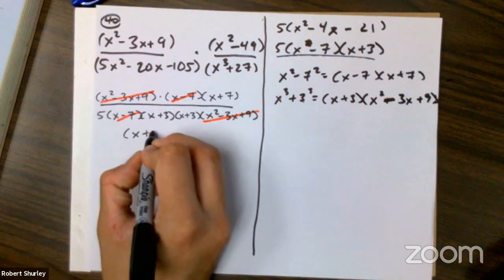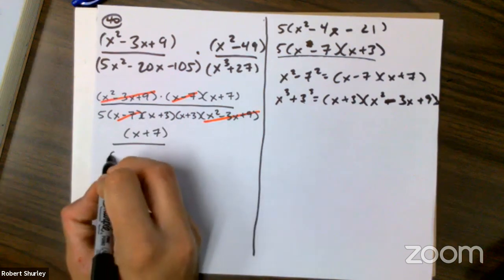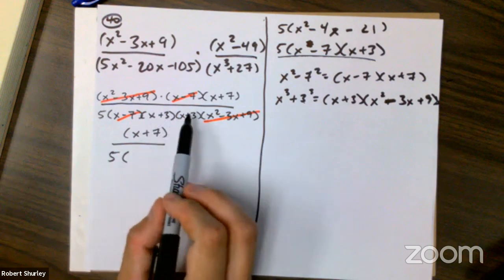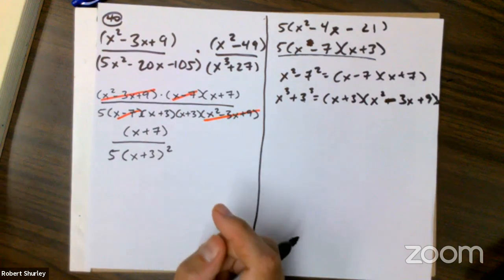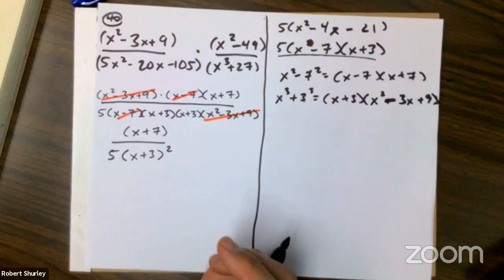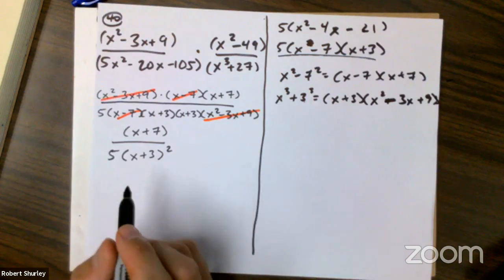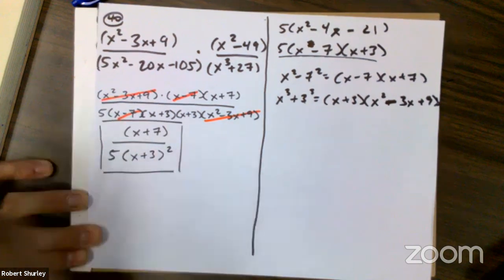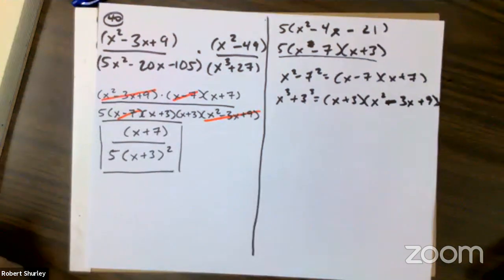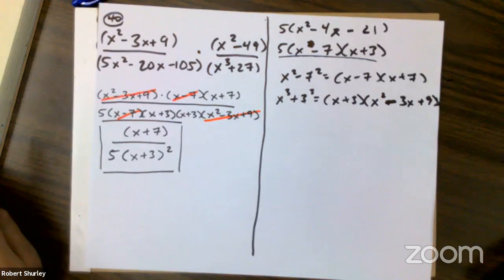The numerator, I've got x plus 7. But in the denominator, I've got 5 times, now I'm going to be lazy and write this as x plus 3 squared, right? Because you're multiplying 2 of them together. So that's just x plus 3 squared. Yeah. That is the simplified fraction, or multiplied fraction, then simplified.